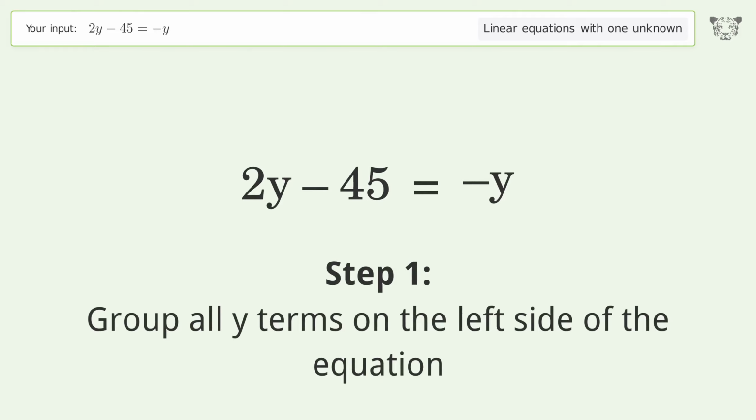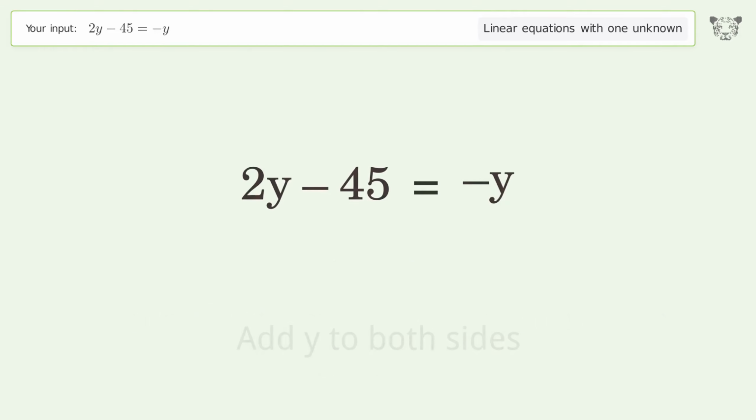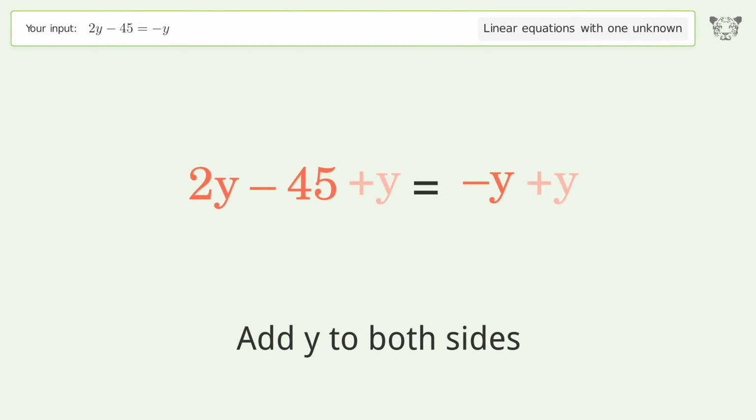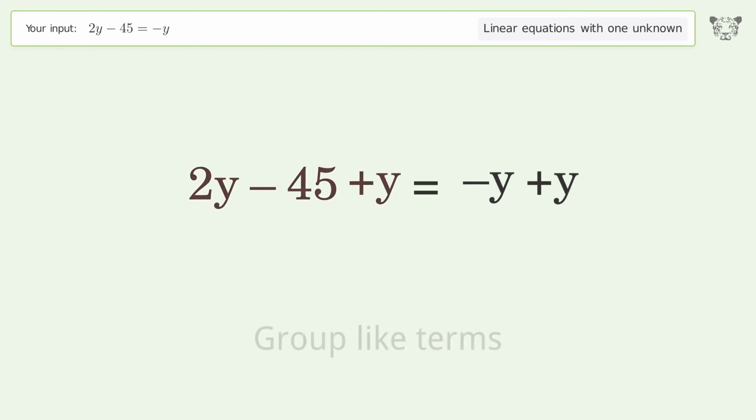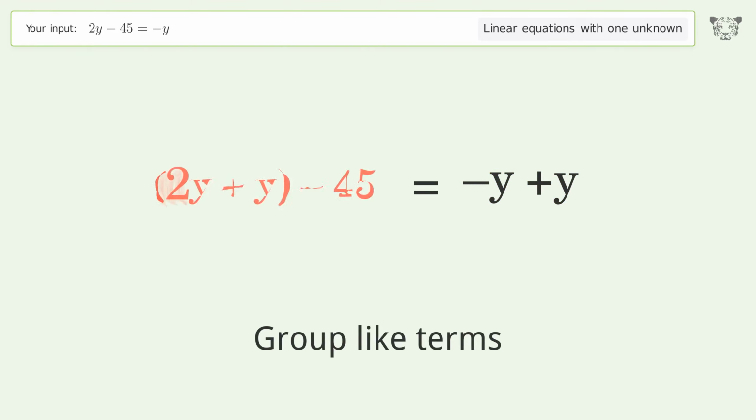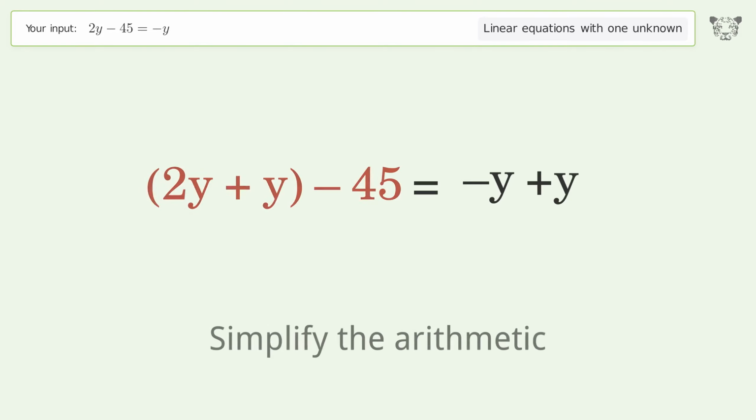Group all y terms on the left side of the equation. Add y to both sides. Group like terms. Simplify the arithmetic.